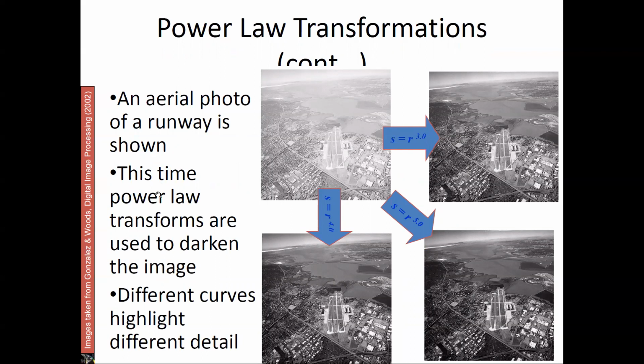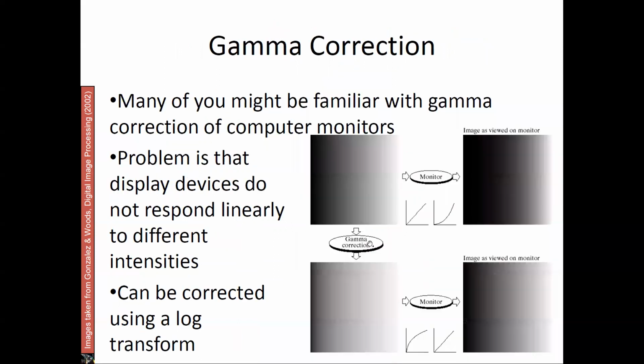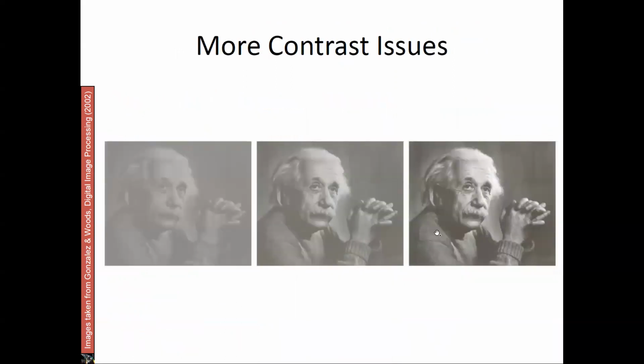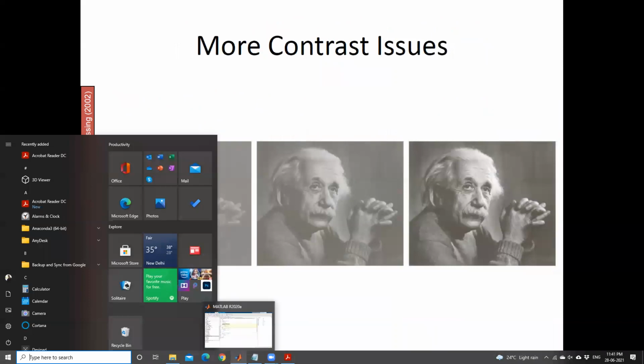So the aerial view of the runway is much better when you are using gamma more than one, whereas for the bone, it works better when gamma is less than one. In earlier days we had CRT monitors, and gamma correction was done for correction of the display. You can have various contrast issues in this way. But before going to that, let us go for the gamma correction.